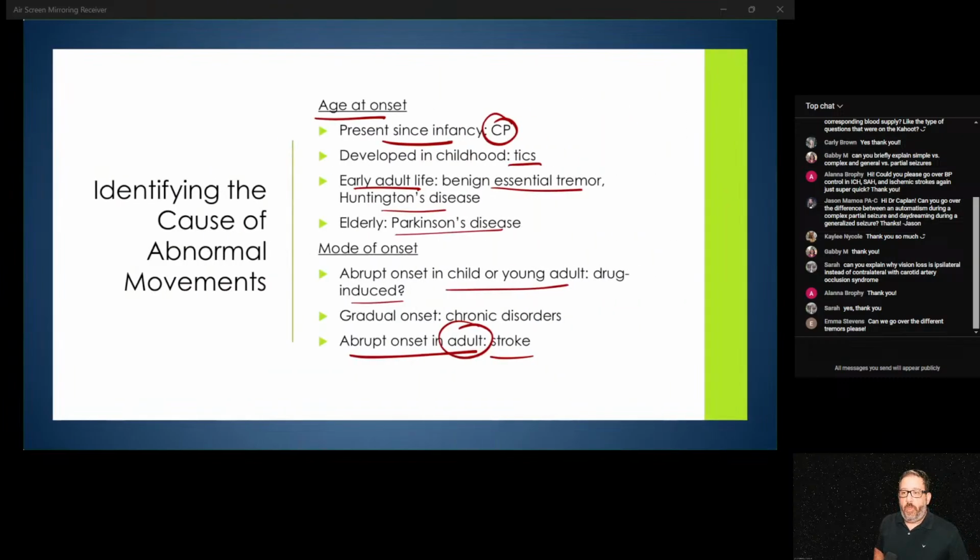So with these abnormal movements, always talk about the age. So whenever you read these questions, the age matters. And when you're reading these questions, they give you a clue as far as what diseases they could be and what diseases they can't be based off of the age of the patient and whatnot.